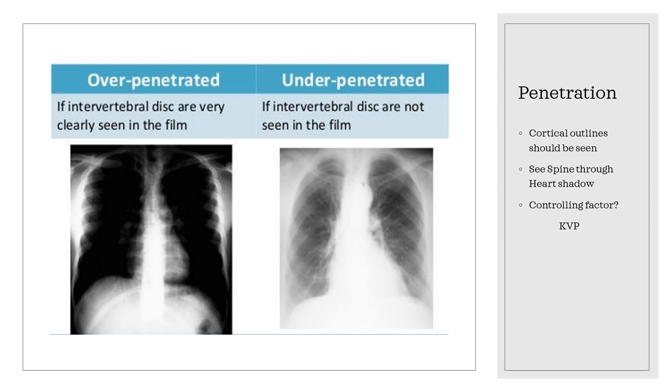Penetration. Cortical outlines should be seen. You should see the spine through the heart shadow. The controlling factor is kVp. Image number one is overpenetrated. An easy way to tell is if the intervertebral discs are very clearly seen in the image. Underpenetrated, if the intervertebral discs are not seen in the image.